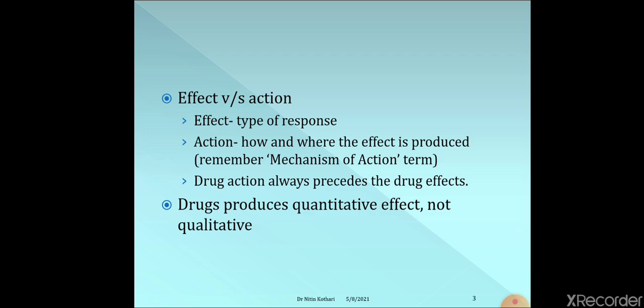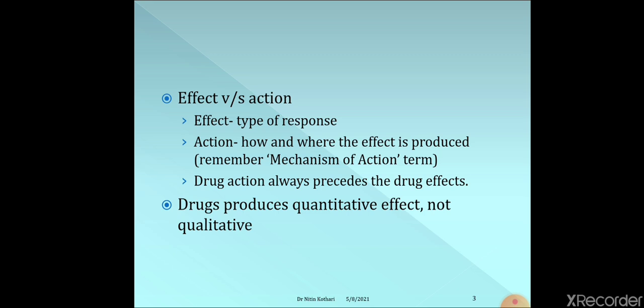So effect is a broad response. What response the drug has shown is the effect, but how this response has been produced is the action. In the case of enalapril, the hypotensive effect has been produced by the inhibition of angiotensin converting enzyme. So when we discuss individual drugs in systemic pharmacology, we discuss the mechanism of action of each and every drug. In mechanism of action, we discuss the biochemical changes produced in the cell because of the drug.